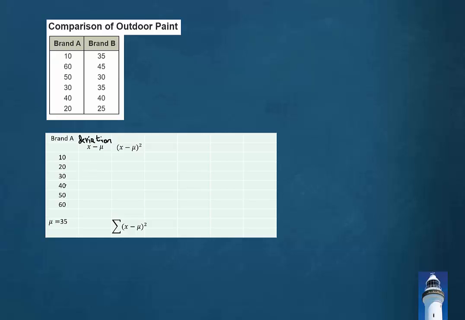So we'll subtract 35 from each of these data values. 10 minus 35 is negative 25. 20 minus 35 is negative 15. And we'll continue to fill in this column.